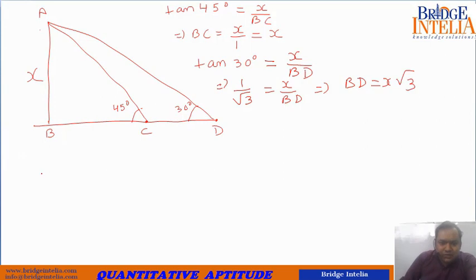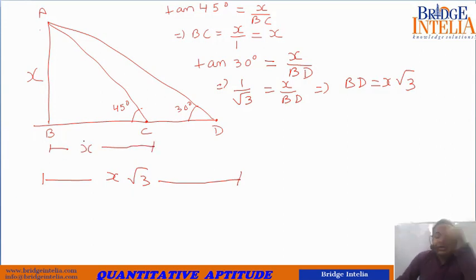So we have two distances. From here to here, this entire distance, it is x root 3, whereas simply from here to here it is only x. Now it is also told that these two observers are at a gap of y. That means this gap CD is y. So CD can be written as x root 3 minus x. This is given to us as y.